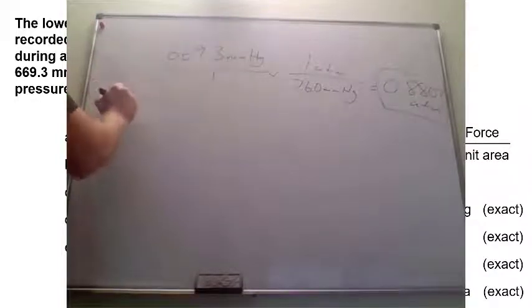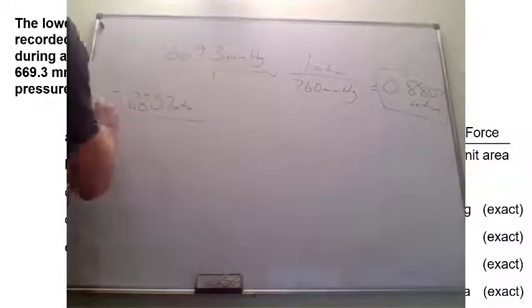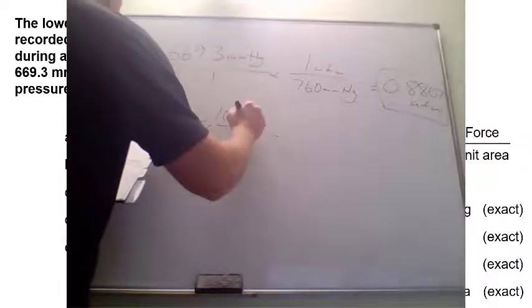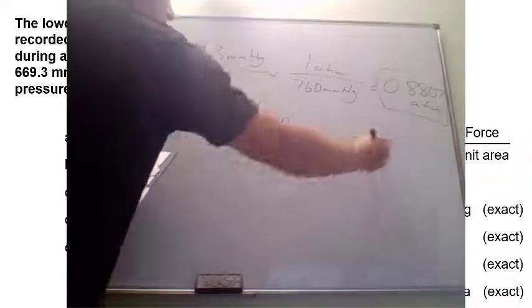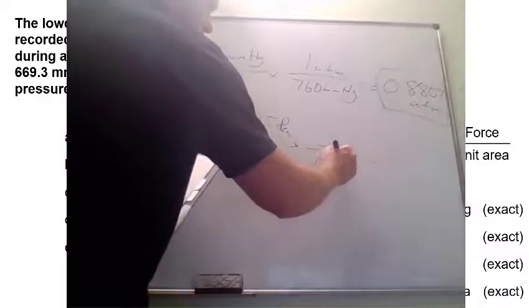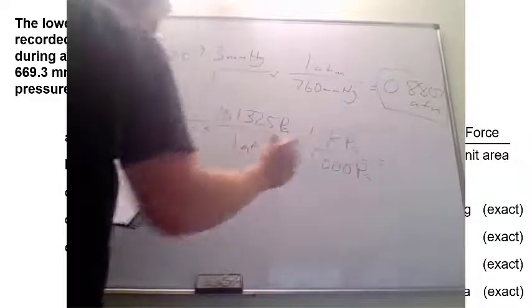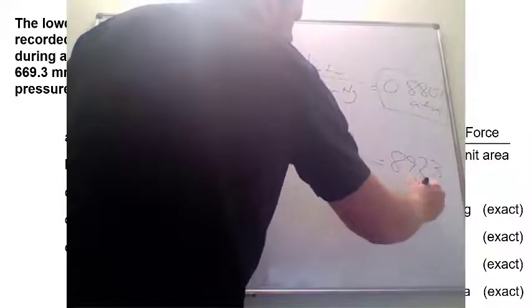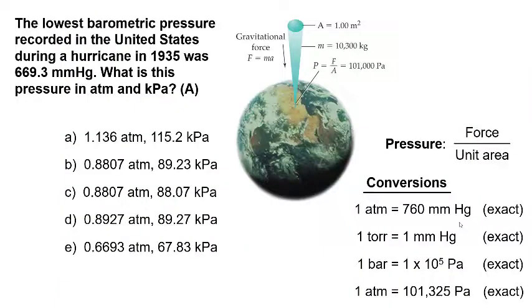All right, so we take our measured value here in atmospheres, 0.8807 atmospheres over 1. Our conversion factor shows that there's 101,325 pascals per 1 atmosphere. And we know that we have 1,000 pascals per 1 kilopascal. And we get a final answer here of 89.23 kilopascals. So we can see that this answer corresponds to answer B on our clicker question.